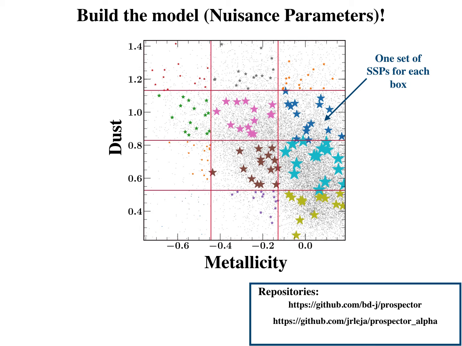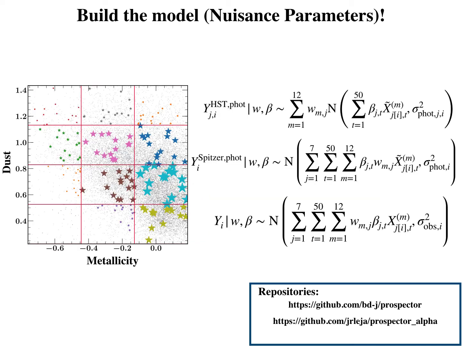We take the posterior of dust and metallicity and use it as a prior to generate the SSPs. The way to do that is to divide this two-dimensional plane into 12 boxes. In each one of these boxes, we randomly draw 15 to 20 values of dust and metallicity, use them to generate the templates, the SSPs, and then average over them. So for each one of these boxes, we're going to have a set of SSPs. Then we assign a weight to each one of these boxes, and these weights are determined through a stick-breaking Dirichlet process.